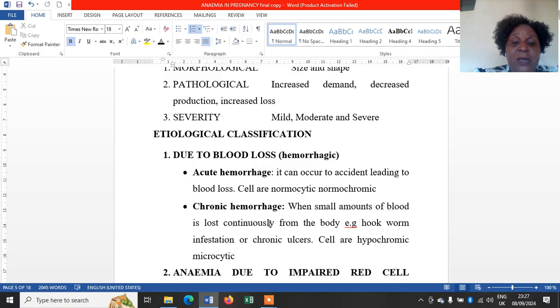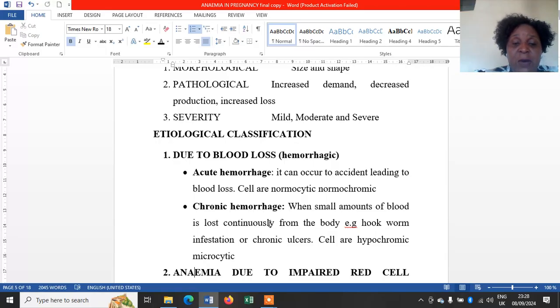And hemorrhagic anemia can be acute, which can occur due to an accident leading to blood loss. Here, we can say like PPH, that is when the mother has delivered, or a pregnant mother having an accident. This mother will have what we call acute hemorrhage, or chronic hemorrhage, when small amounts of blood are lost continuously from the body. For example, in cases of hookworm infestations or chronic ulcers.